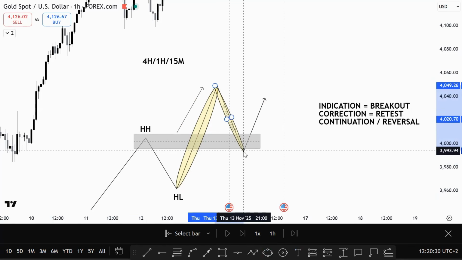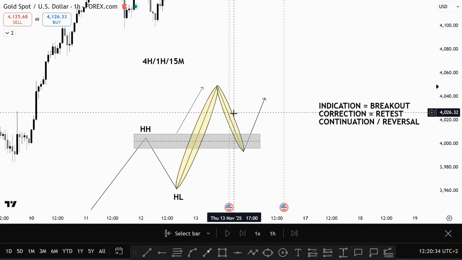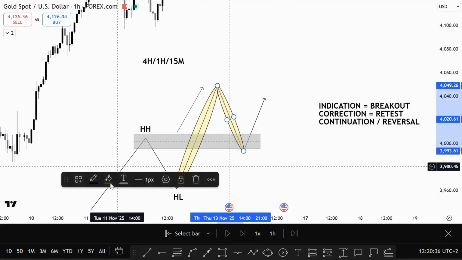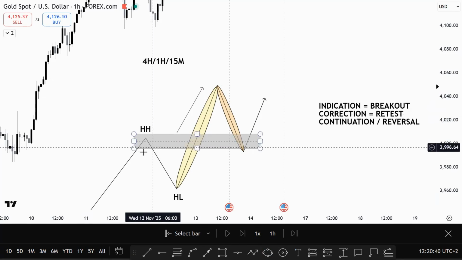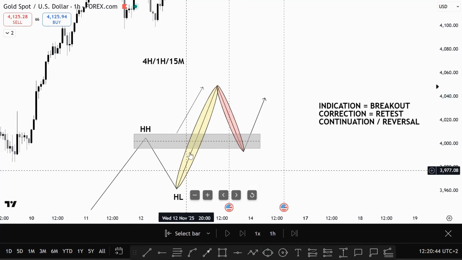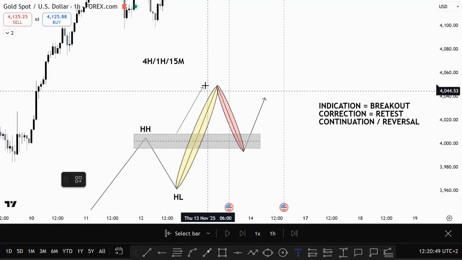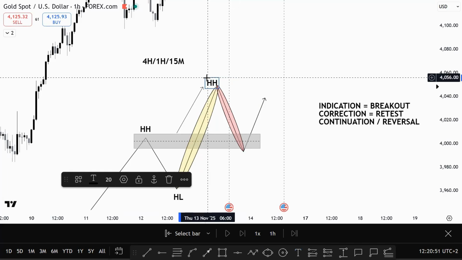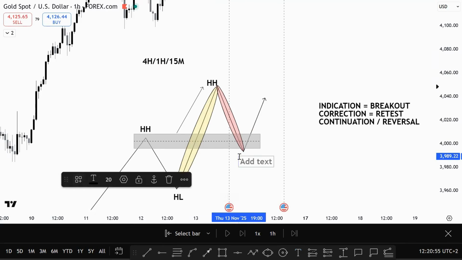So we can expect price to come back and correct, which is a retest. Some of you might know it as a retest, where price can come back and correct this movement. Let me just change the color. So we can expect price to come back and correct the breakout, or the indication, which happened, and after price created a new higher high, you can expect price to also come and create a higher low.